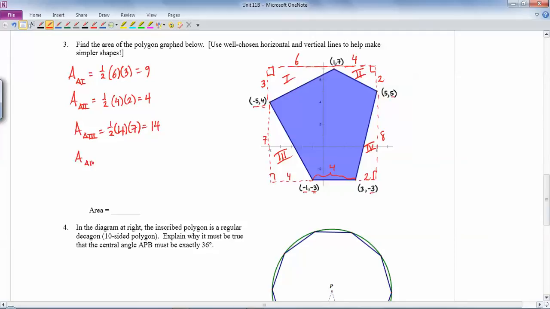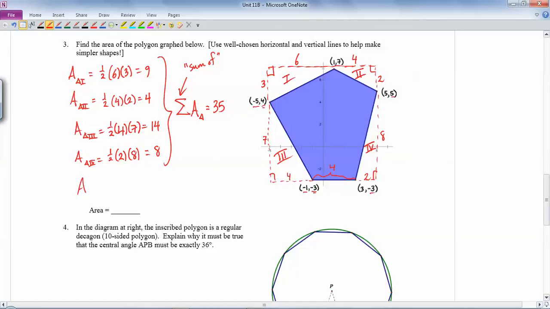Area of triangle 4 is 1/2, base is 2, height is 8. So that ends up being 8. And then if we add up all these, sorry, not rectangle, the sum of the triangles, you might remember the symbol for sum, ends up being 9 plus 4 plus 14 plus 8. That all ends up being 35. So we know the triangles add up to 35.